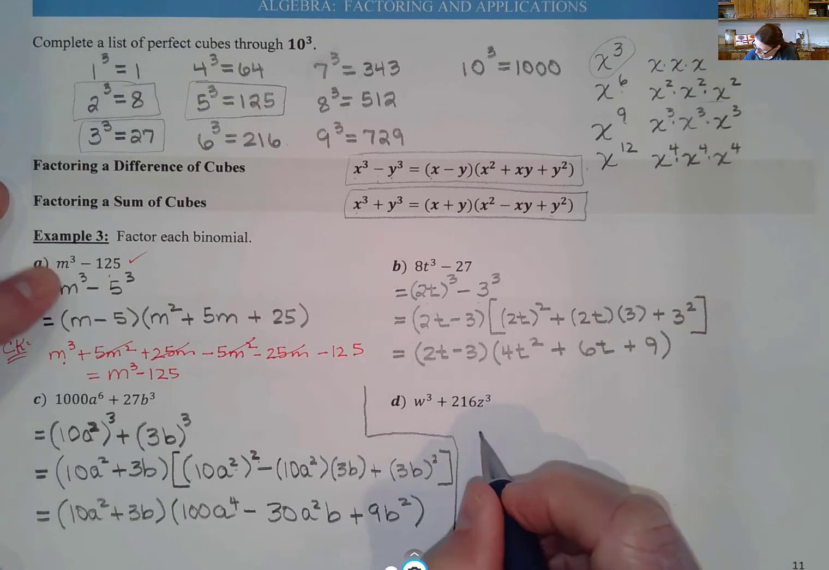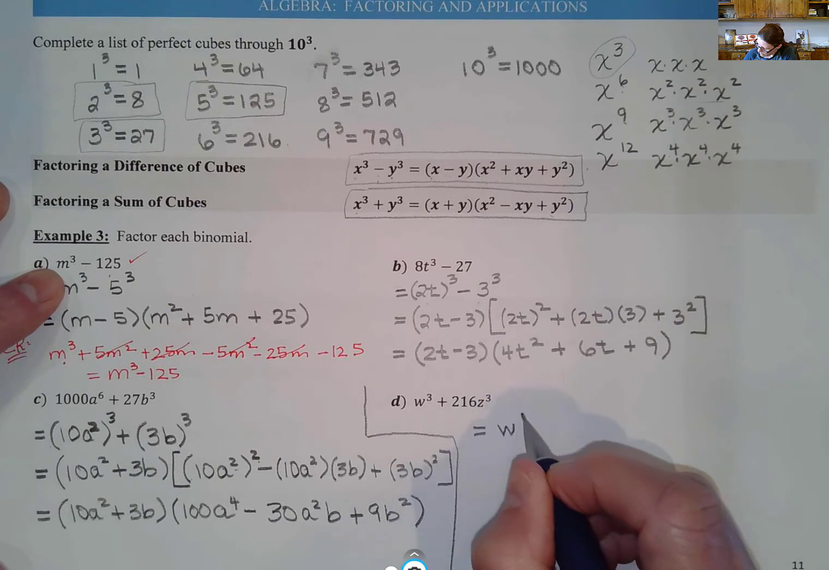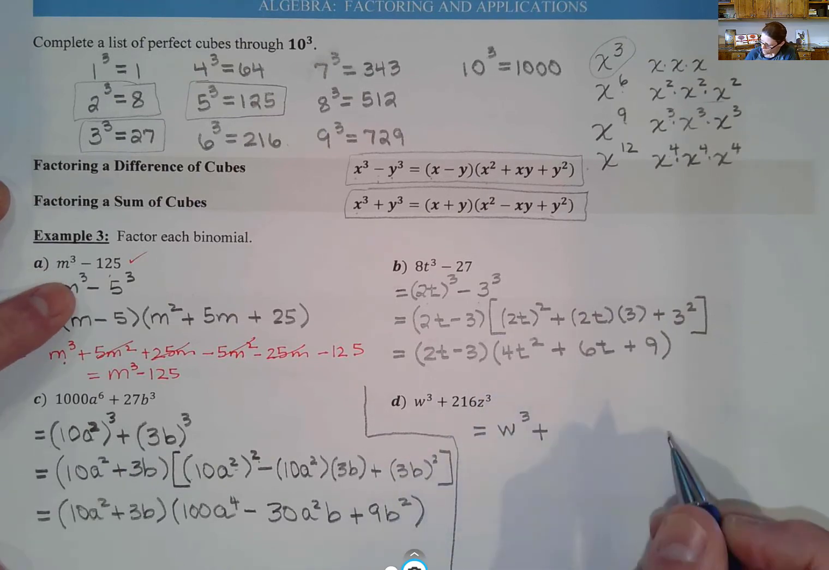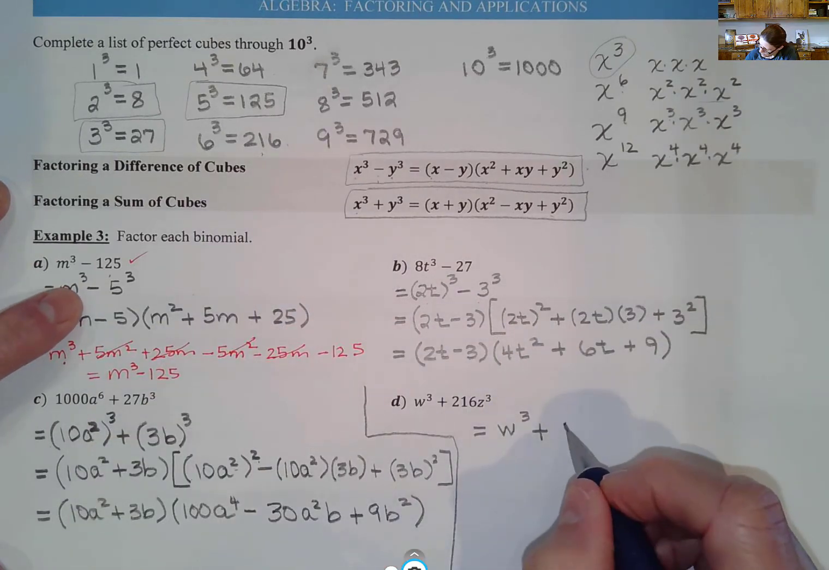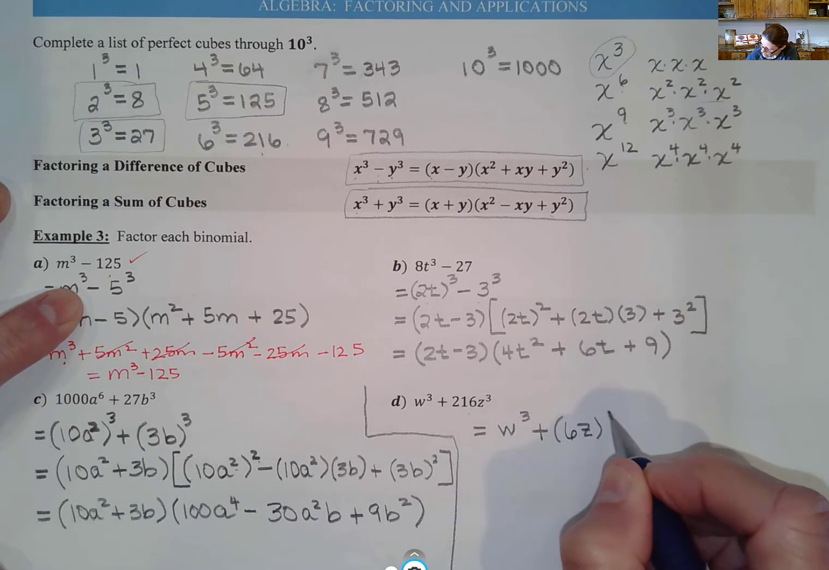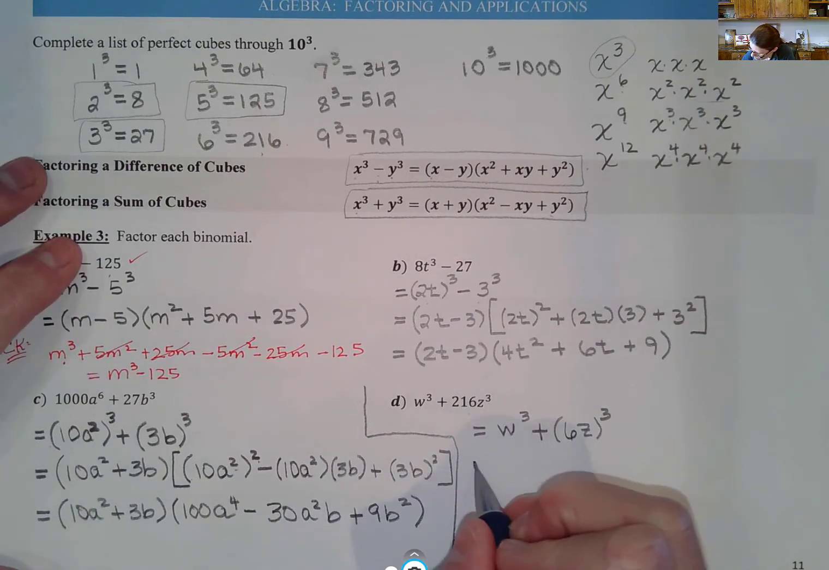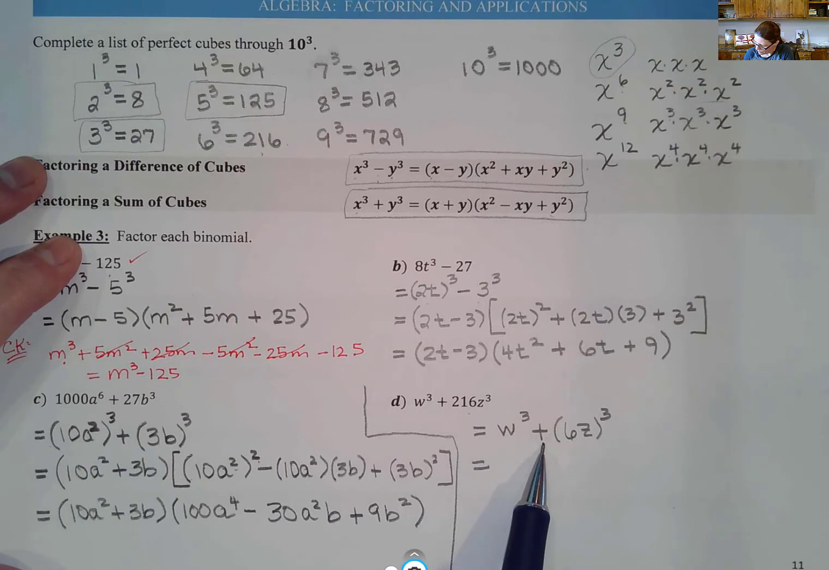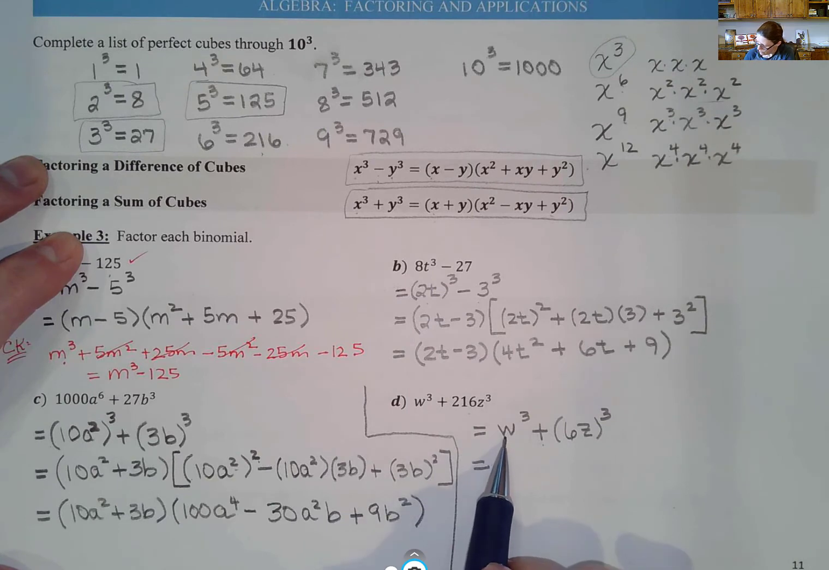Okay, and lastly, let's look at part D. w to the third, that's w times w times w. Let's see, 216 is a perfect cube. Okay, it's 6 cubed, and z to the third is z cubed. So this last term is 6z quantity to the third. All right, so we've got a sum of cubes. Everywhere we see x, substitute w. Everywhere we see y, substitute 6z.